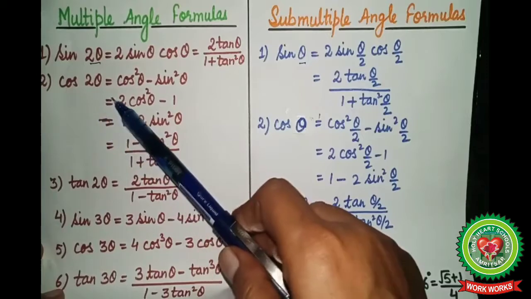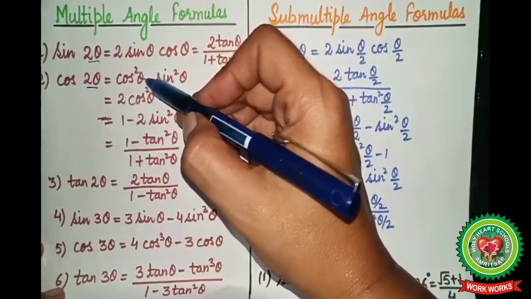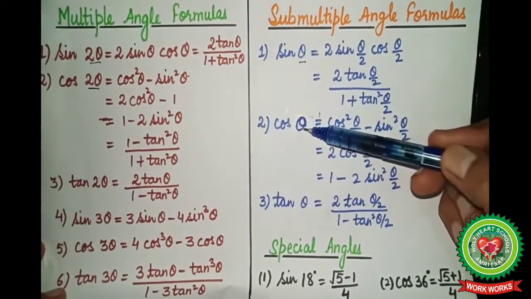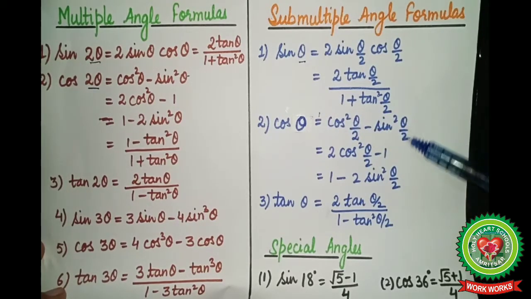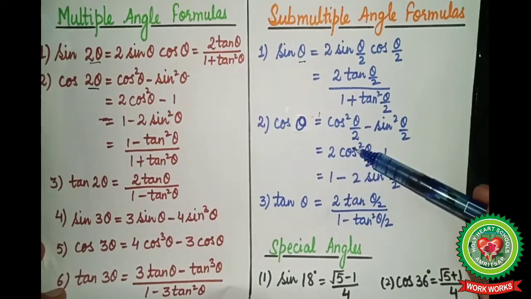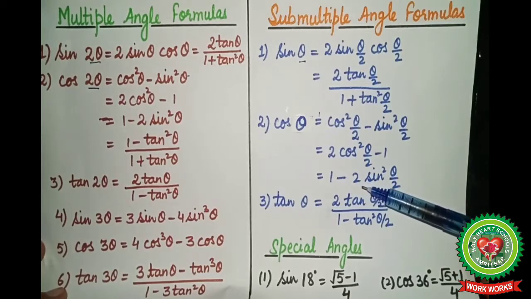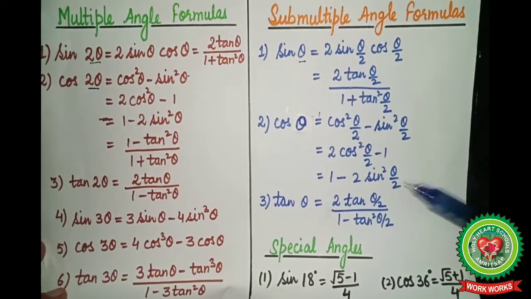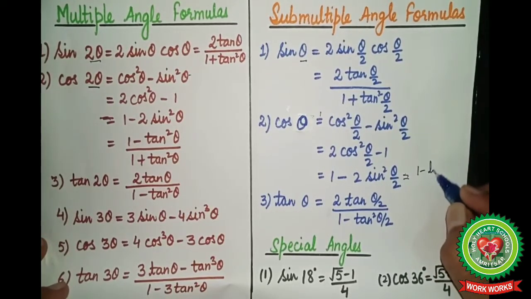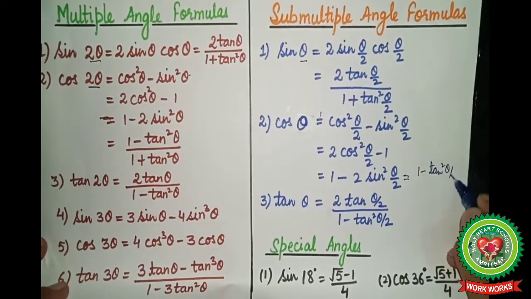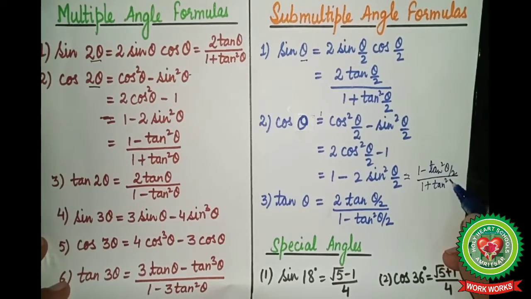Next formula for cos 2 theta, here double angle is there, here single angle is here. Similarly, cos theta is half angle. So it becomes cos square theta by 2 minus sin square theta by 2. Second formula, 2 cos square theta by 2 minus 1. And third formula, 1 minus 2 sin square theta by 2. Similarly, if you want to write in terms of tan, it will be 1 minus tan square theta by 2 divided by 1 plus tan square theta by 2.